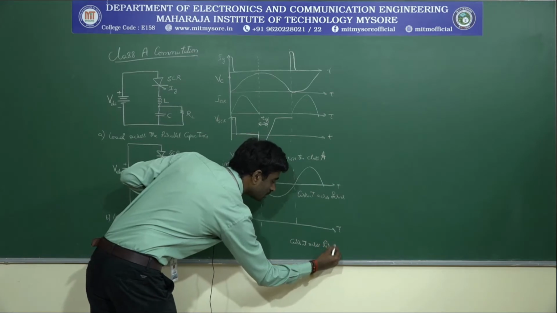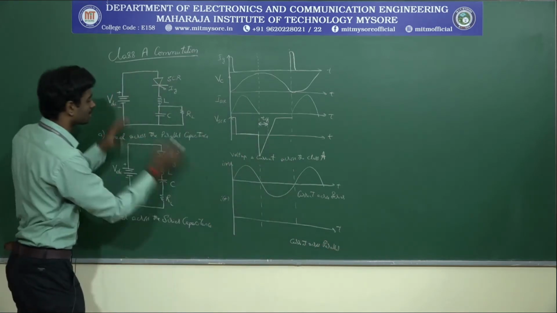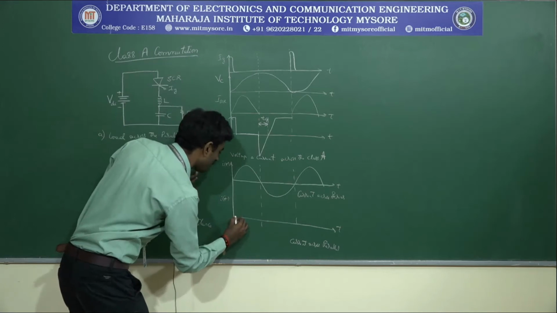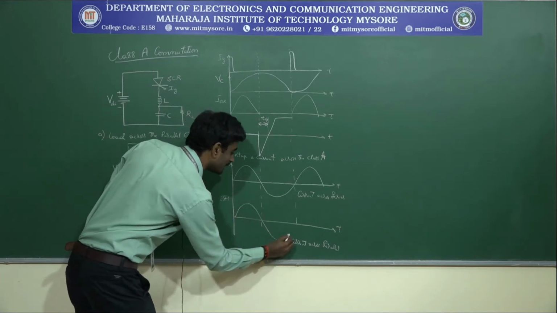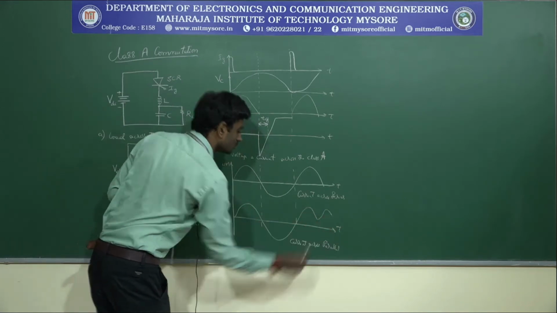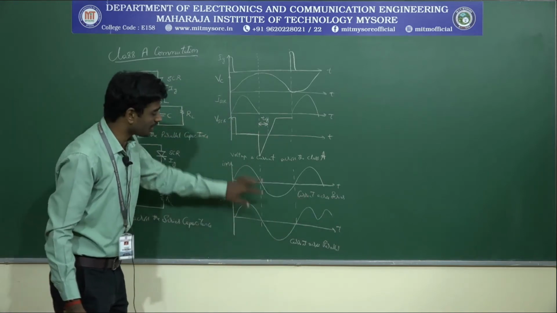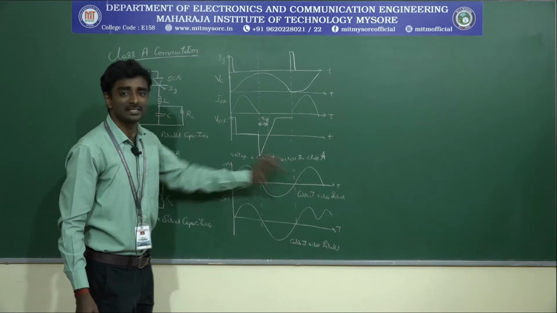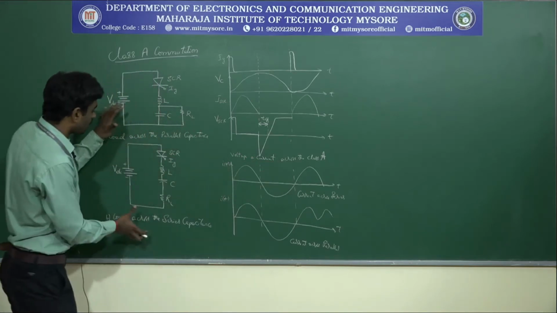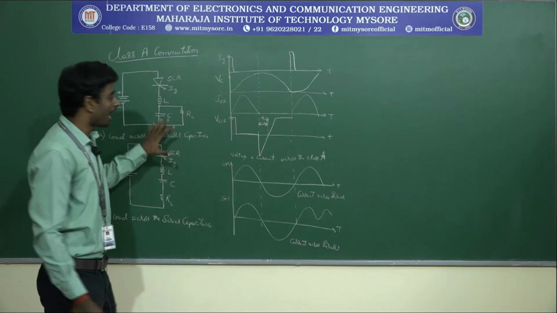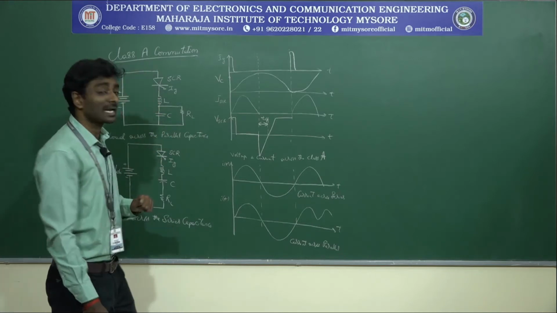Similarly, if you consider the current across the parallel circuit, what happens here? I will get the current as this condition. So this will be my current across the parallel circuit, and this will be my current across the series circuit. These are the two different types of circuit I will be explaining with respect to class A commutation.